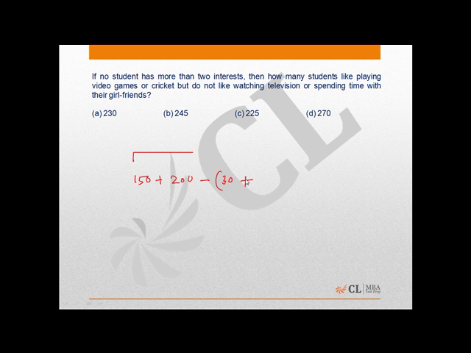Now we need to subtract those portions of girlfriend and television which belong to either or common with either cricket and video game, and these common regions are 20, 25, 25 and 20.